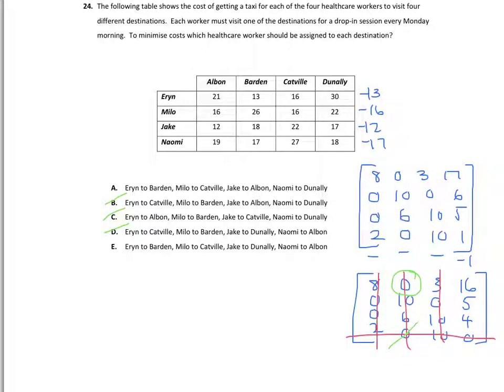That would mean in this bottom row, Naomi has to go to Dunley. Looking at the 2 options left, we've got Naomi to Albin and Naomi to Dunley. So that's our only option left, A. Now we can go through and do the rest of the allocation to make sure. We can see that Jake can only go to Albin, and that's correct for what we've been given in option A, which leaves Milo at Catbill, which again is correct, so A is our answer.